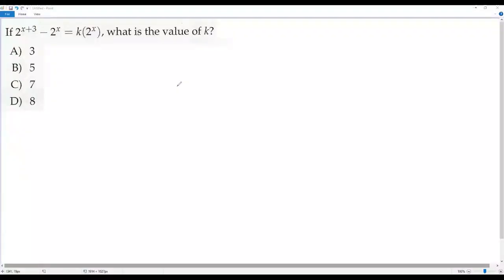Here we have a SAT math question on exponents. Okay, let's go over the question. If 2 to the power x+3 minus 2 to the power x equals k times 2 to the power x, what is the value of k?